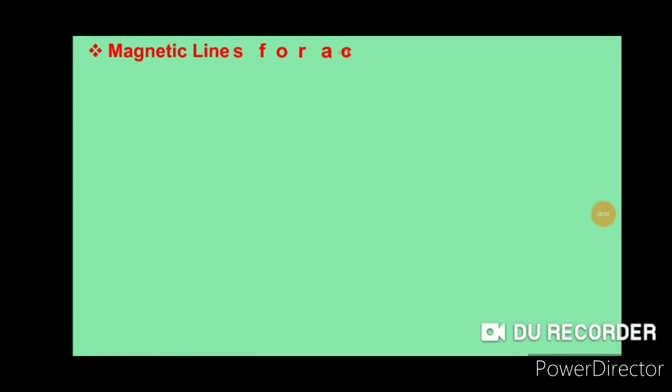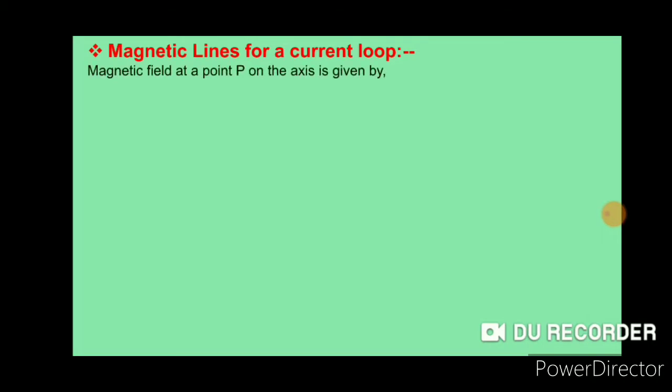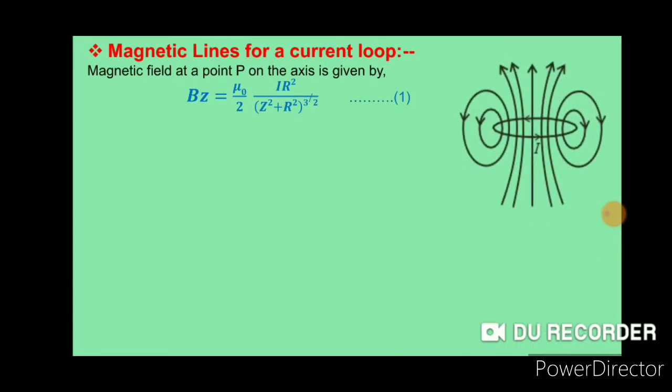The next point is the magnetic field lines for a current loop. As we know, the magnetic field at a point P on the axis is given by Bz is equal to mu 0 upon 2 I R square divided by z square plus R square raised to 3 by 2. Suppose this is equation number 1.